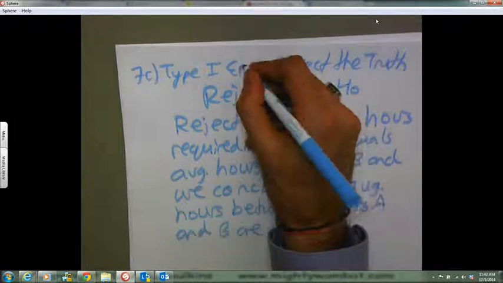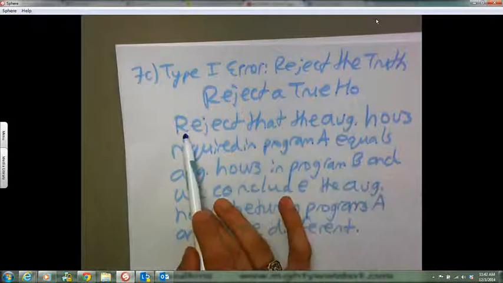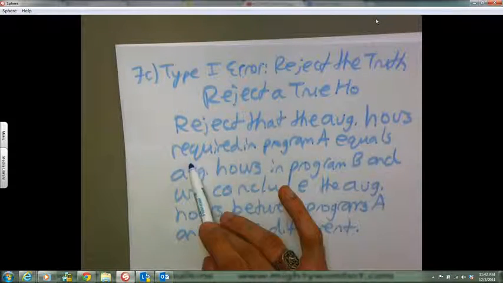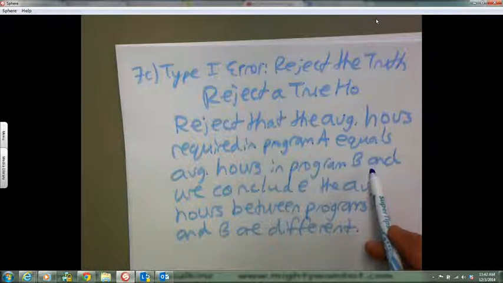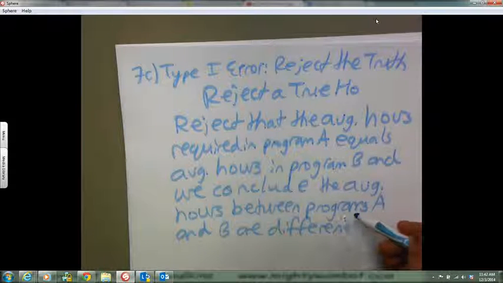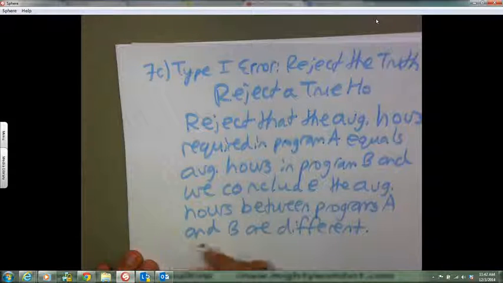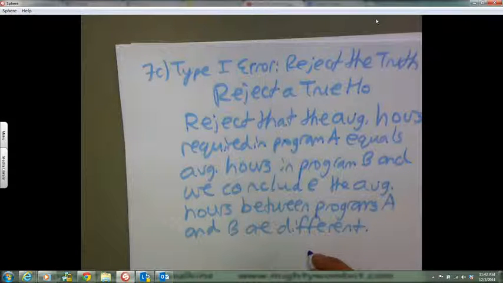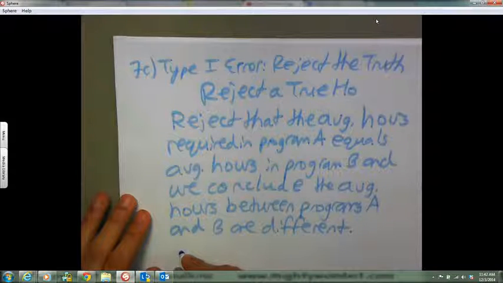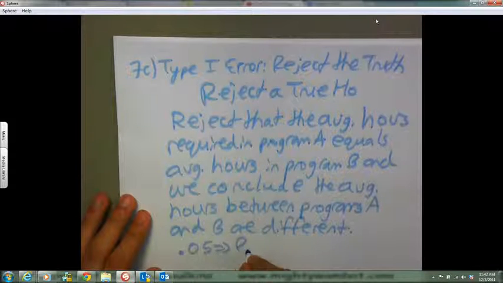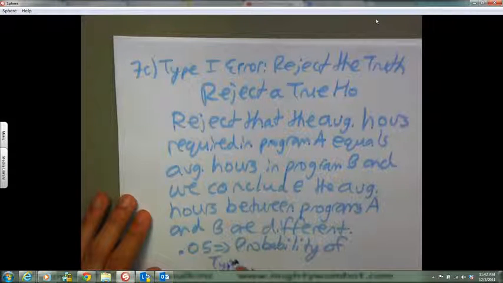Again, type 1 error is when you reject the truth, in statistical terms, when you reject a true null hypothesis. In our case, when you reject that the average number of hours required in program A equals the average number of hours required in program B, and we conclude the average hours in A and B are different. This is what it means in our problem. They will ask us, what is the probability of this? The probability of type 1 error, as we said earlier, is the significance level. No significance level is given, so we assume it to be 0.05. So the probability of type 1 error equals 5%.